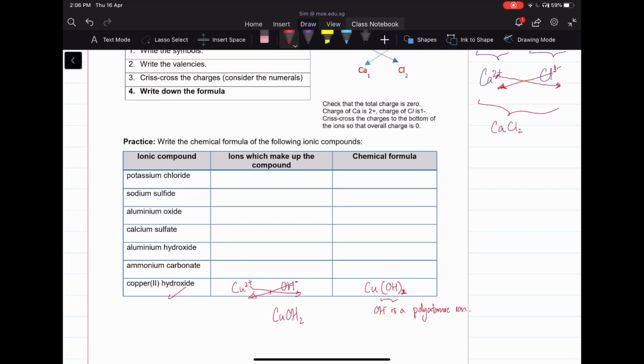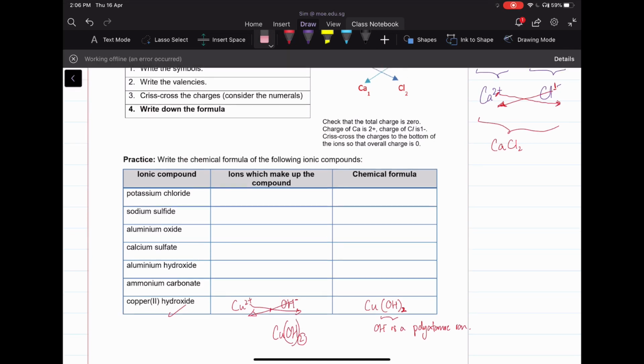That is more important. So to understand that you balance the charge means that I need 2 sets of the OH, so I put a bracket here. That's why I derive this entire answer. Okay, so that's for CuOH2. That's why we do it in this manner.